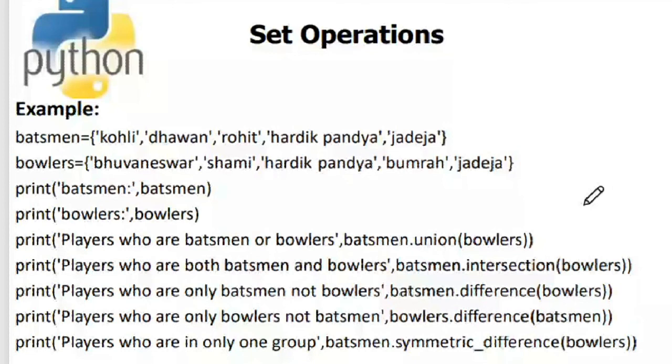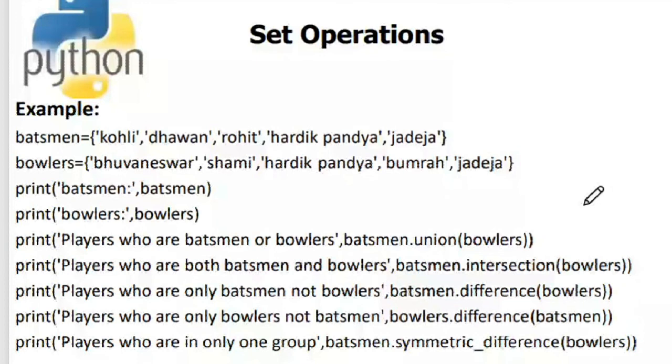If you want to find out the players who are only batsmen, not bowlers, then you'll be doing the difference between the batsman set and the bowler set. And if you want to find out only bowlers, not batsmen, then the common things will go off, so you are saying bowlers minus batsmen. And if you want to know who are the players who are there only in one group, not the common ones, then you will use the symmetric difference. So this is one of the real-time examples wherein you have data, and these can be the queries that you want to pose on the data.